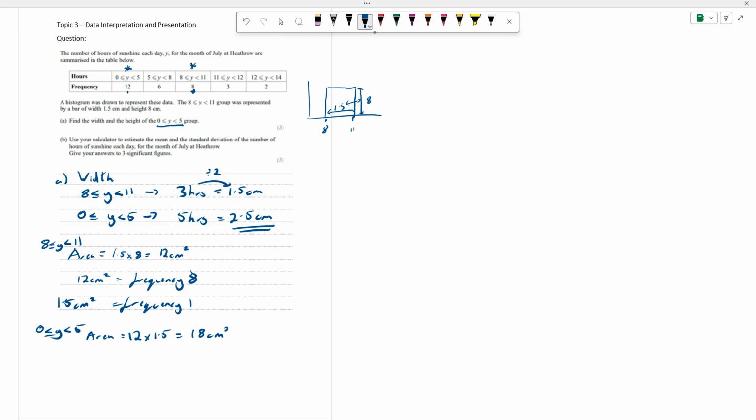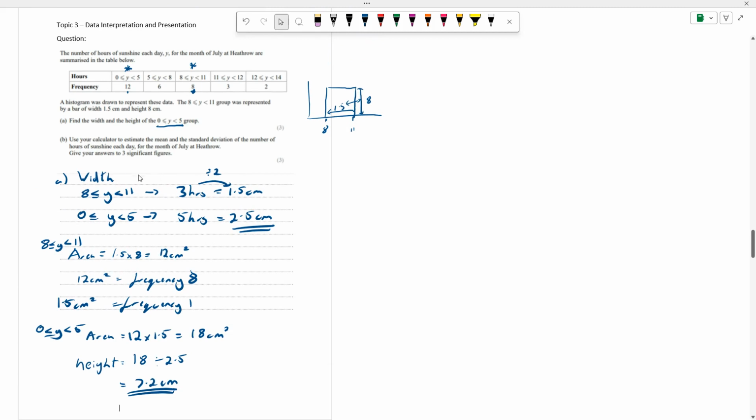Now I also know what the width is. So if I know the width and I know the area, I can work backwards to find the height. My height would be 18 centimeters squared divided by the 2.5 centimeters of the width, which gives me 7.2 centimeters as my height. So I have 2.5 as my width and 7.2 as my height.